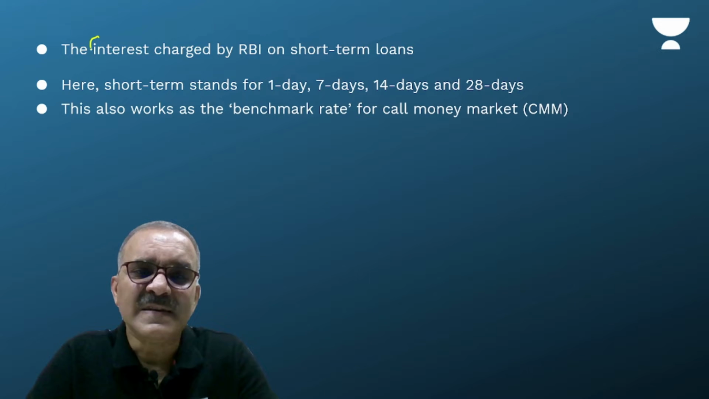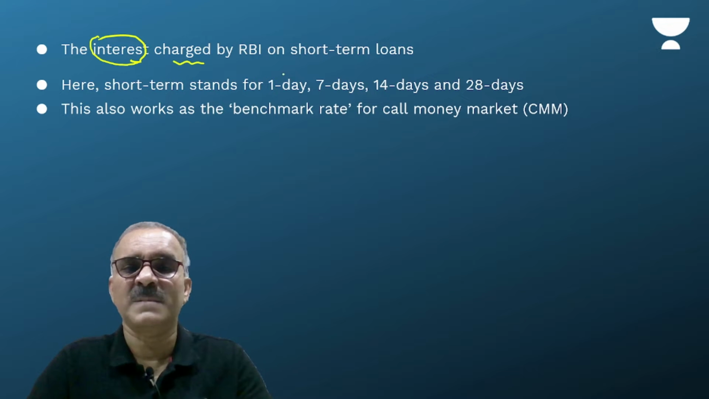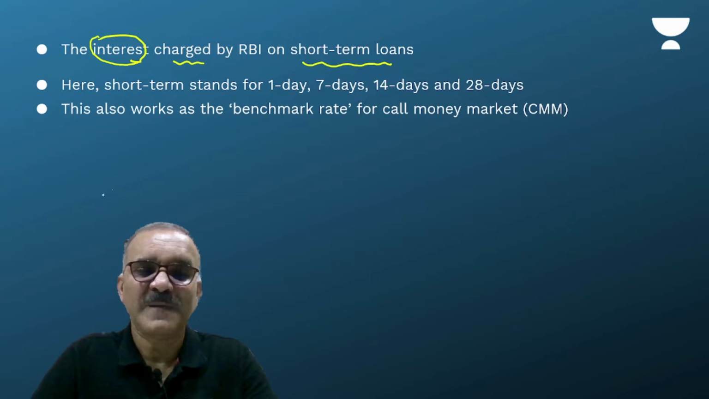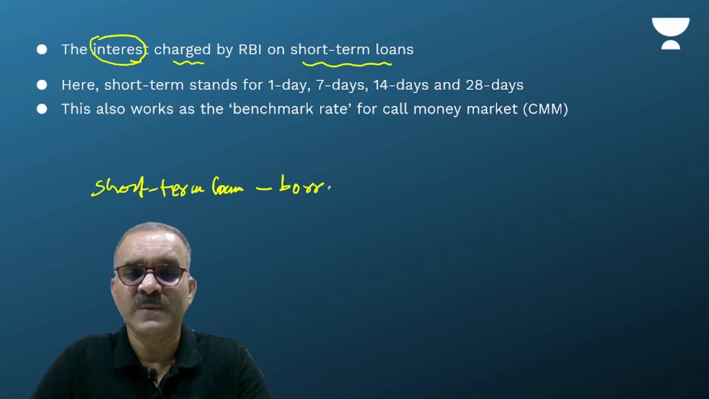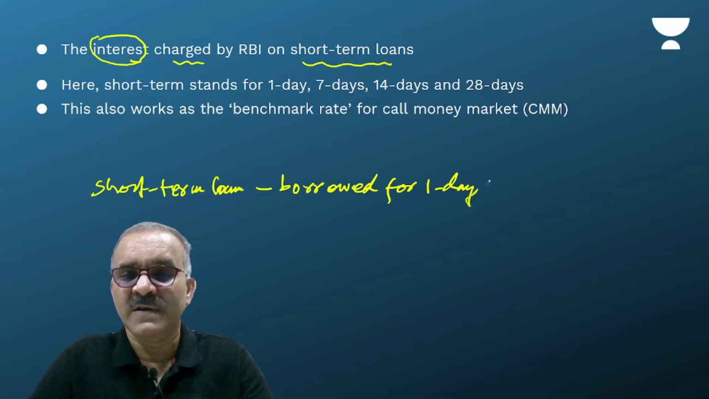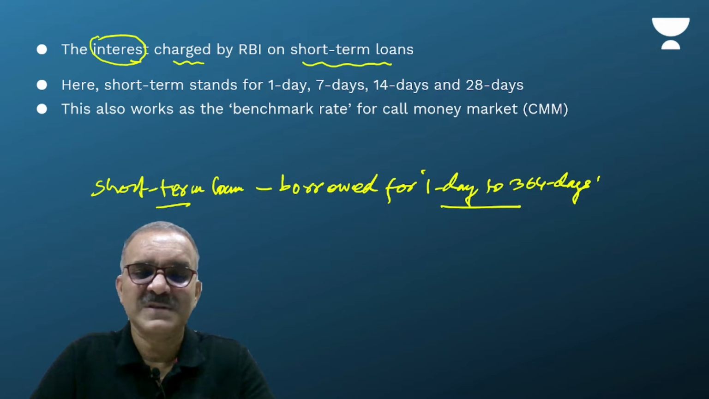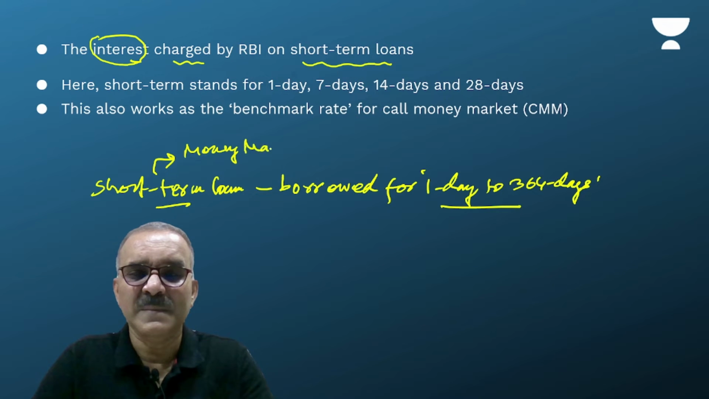Now let us try to understand what exactly this rate is. This is an interest rate which is charged by RBI on short term loans. When you say short term loans, what exactly does it mean? Those loans which are borrowed for 1 day up to 364 days. This is its broad meaning. Short term loans are available through the money market of a country.